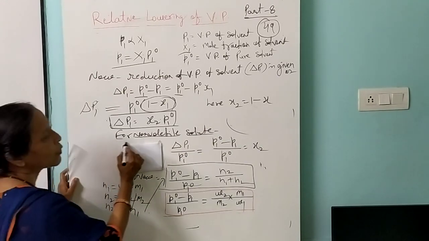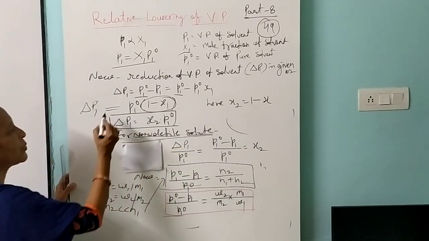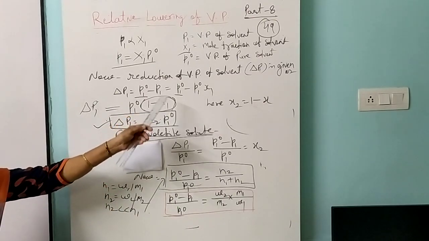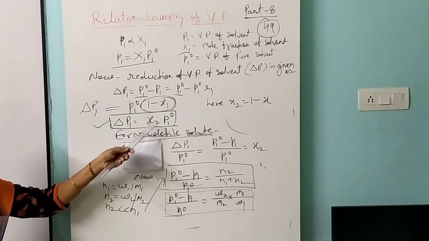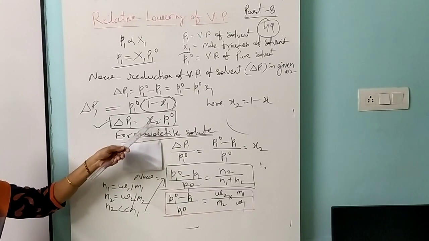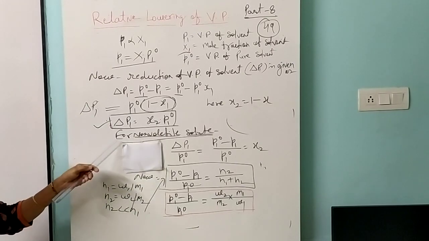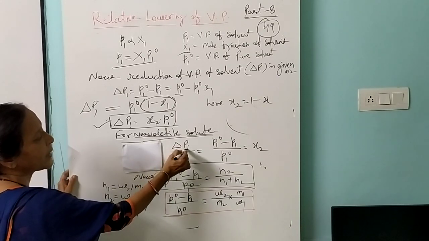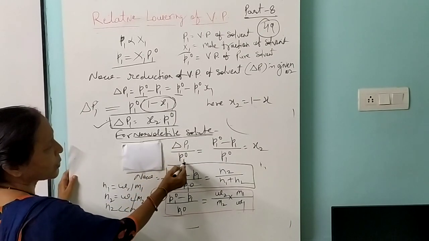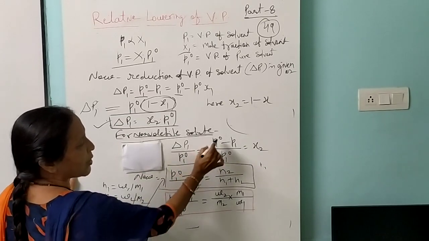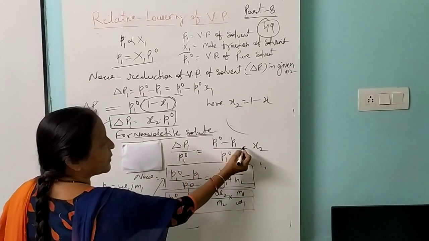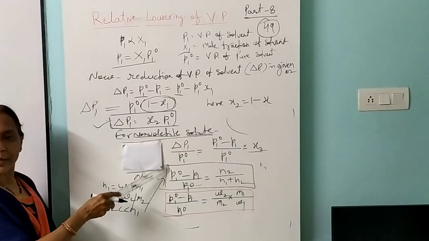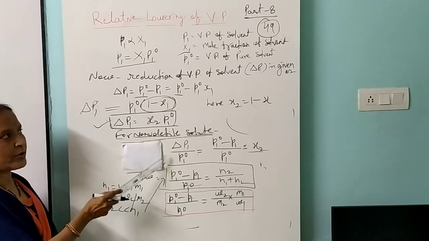Now for non-volatile solute, student, this formula is important. Here we are considering x1 for solvent, and in this case for the solute we can consider x2. Now for non-volatile solute, delta P1 upon P1⁰ is equal to (P1⁰ minus P1) upon P1⁰, and this is equal to x2. This is our Raoult's law. This derivation we had already derived on the basis of Raoult's law in our last videos.